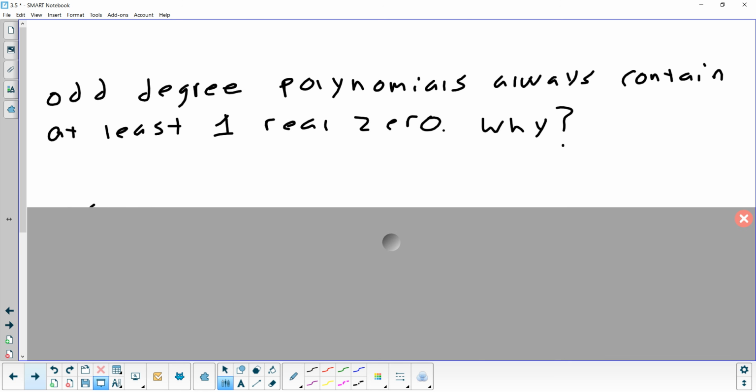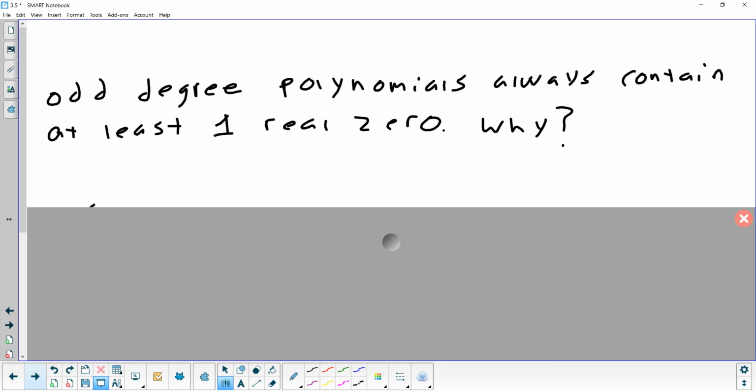All right, let's think about this one for a second. Odd degree polynomials, like x cubed, x to the 5th, things like that, are always going to have at least one real 0. What did I say earlier about real zeros when you look at them on a graph? They're the what of your graph? Yep, roots algebraically, but how about visually? What are they on the graph itself? The x-intercepts.